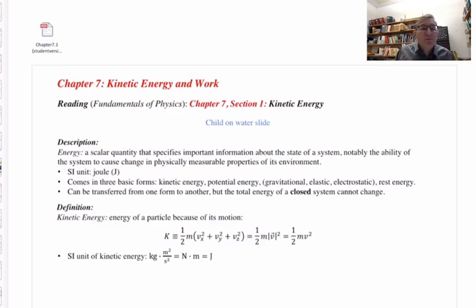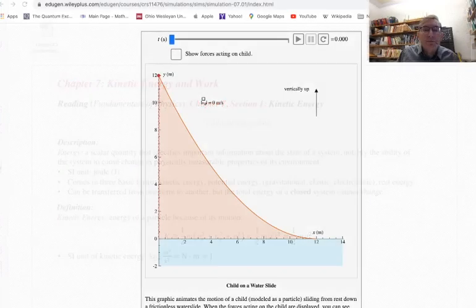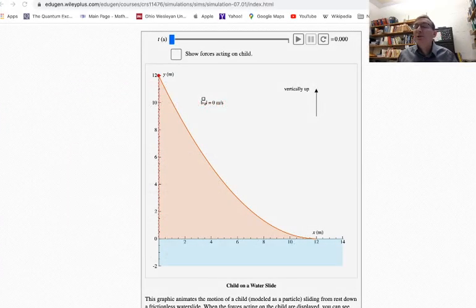Let me show you with a little Wiley Plus animation a physical situation I'm thinking about where Newton's second law would be challenging. So what this picture shows is a water slide in a water park. And the red dot way up at the top on the y-axis at y equals 12 meters represents a child, which we're going to treat as a particle, that's going to slide down the water slide and down into the water at y equals 0.